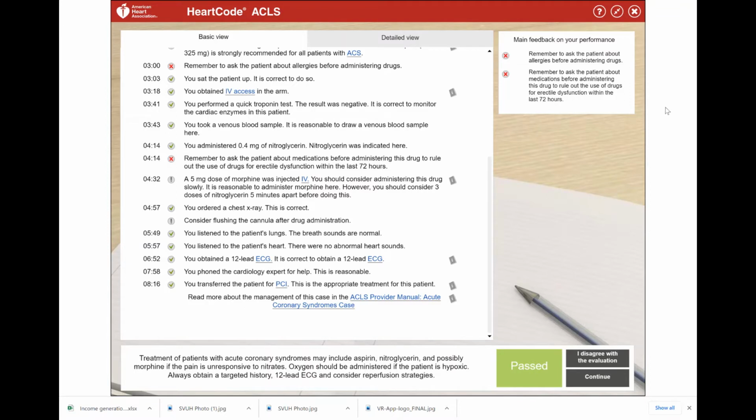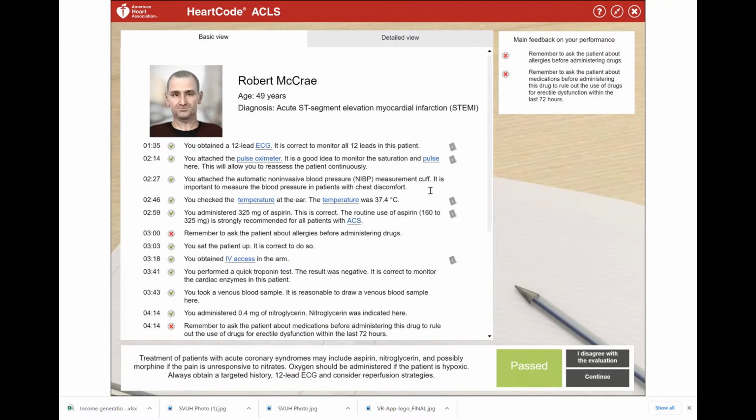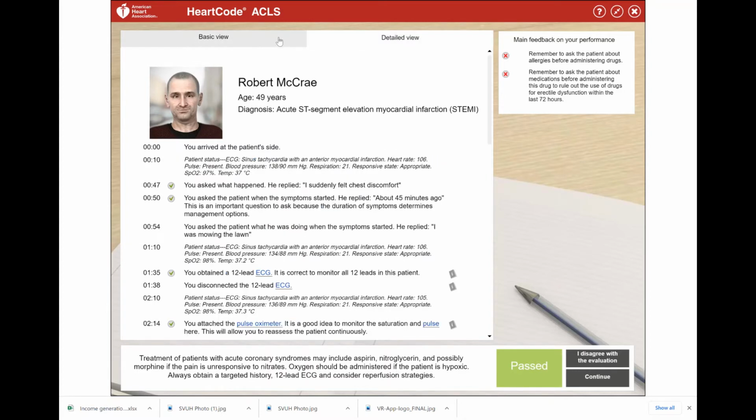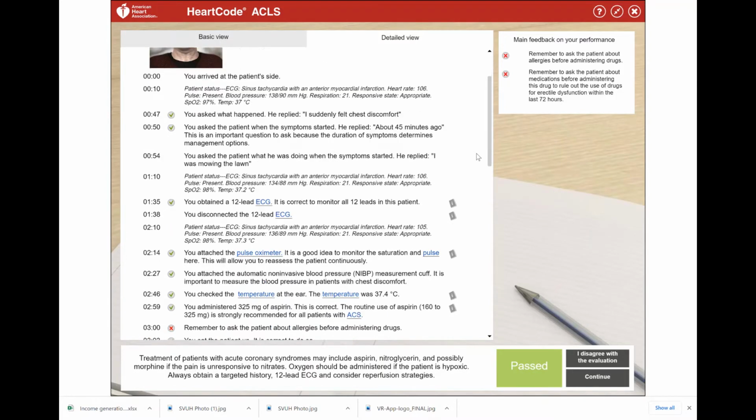So then I'll just have a look here, just in terms of the review or the feedback or the correction. Let's see what the detailed view says. No, this is the detailed view. So this is very much just showing you everything that happened that was right or wrong.